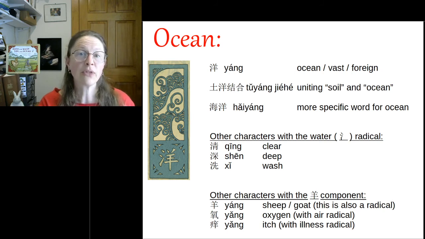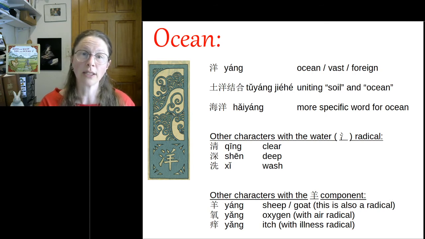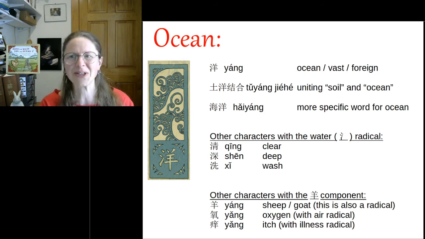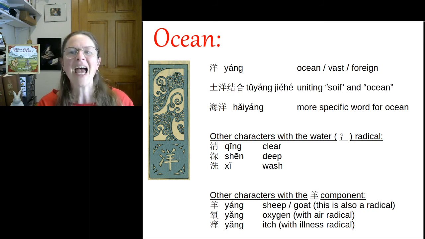So we can see the 3 drops of water on the left side, which makes sense because oceans have to do with water. In modern Chinese, to avoid confusion with all the other words that are also pronounced yang, we usually combine it with another word that means ocean. That's hai, which also has the 3 drops of water, and we say it as a compound, hai yang.